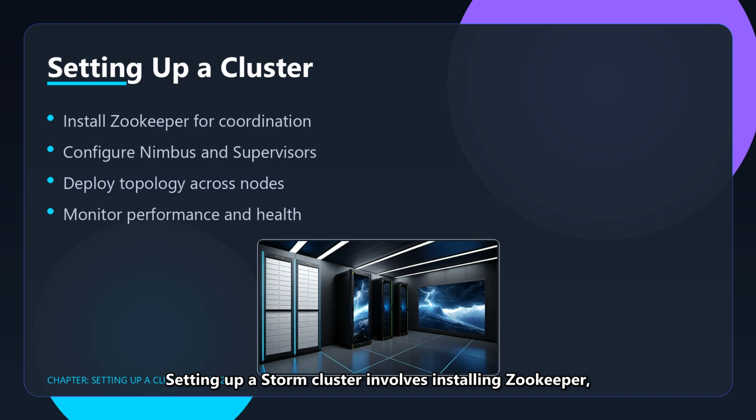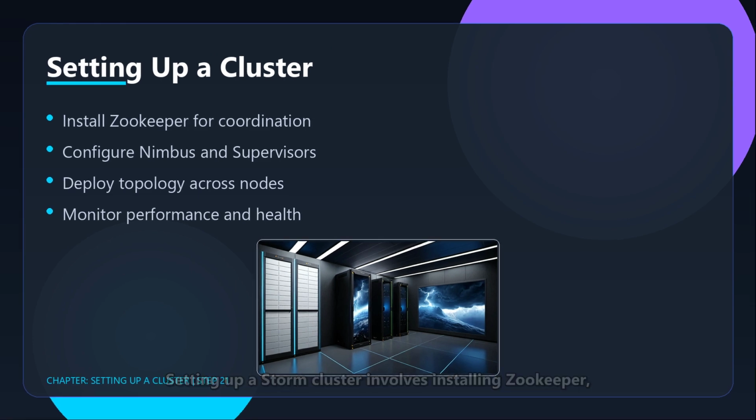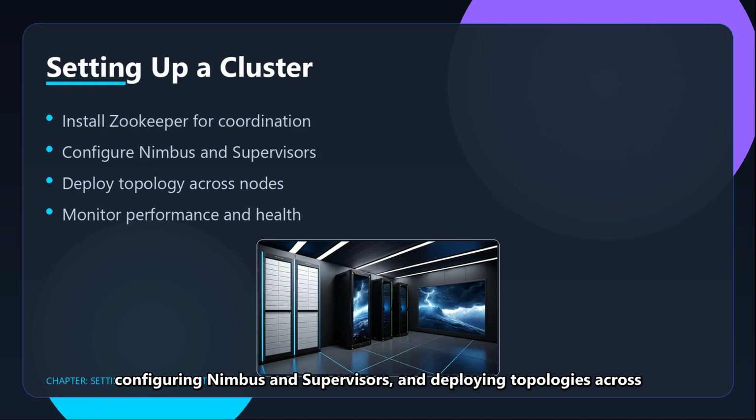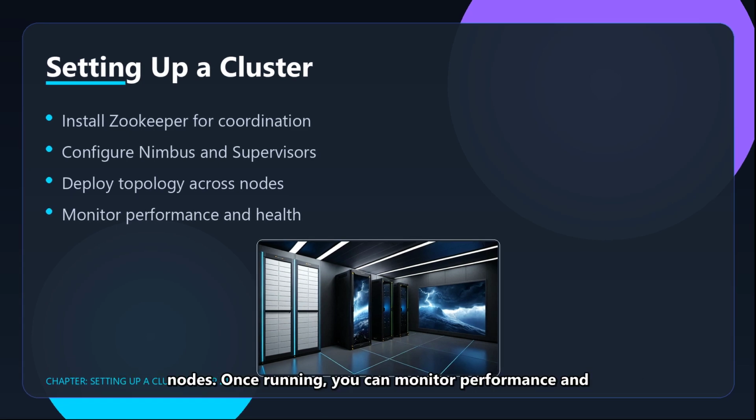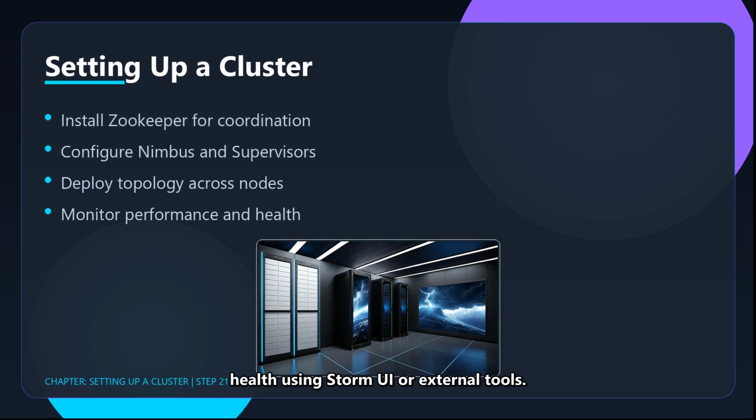Setting up a Storm cluster involves installing Zookeeper, configuring Nimbus and Supervisors, and deploying topologies across nodes. Once running, you can monitor performance and health using Storm UI or external tools.